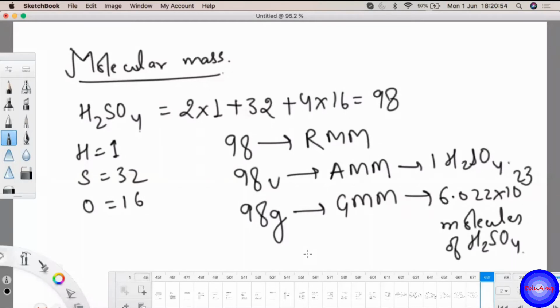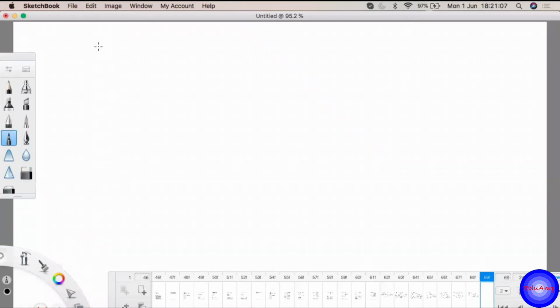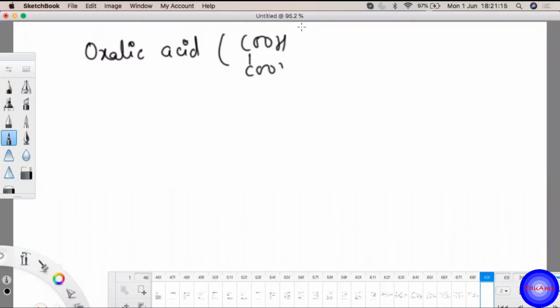All good? Now, I'm going to give you some molecules. You have to calculate molecular masses as quickly as possible. Okay. So, oxalic acid. Formula is COOH.